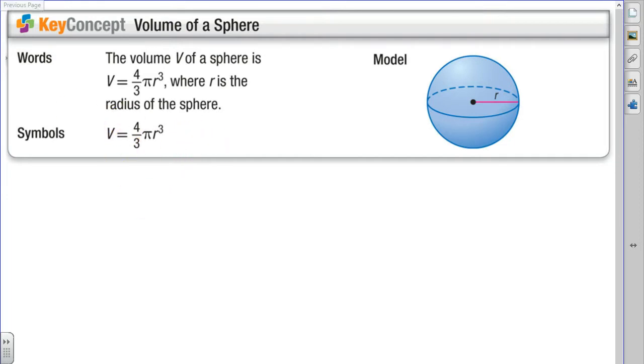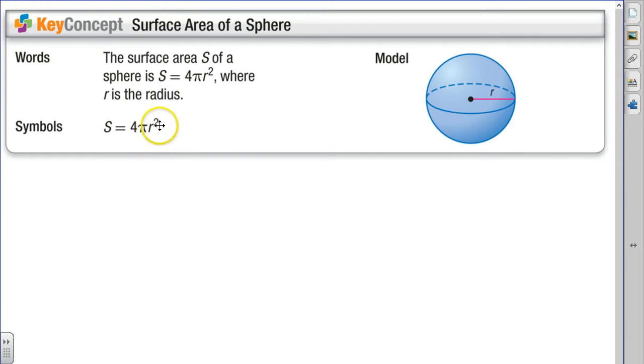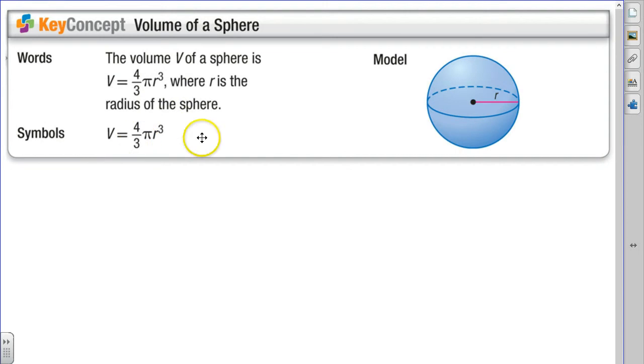The key, though, to keep them straight is squared gives us surface area. Cubed gives us volume. And notice there's 4/3, so it's over 3, and this is a 3 here. So that's kind of the way to keep track of those. But really, it's just brute force memorization.